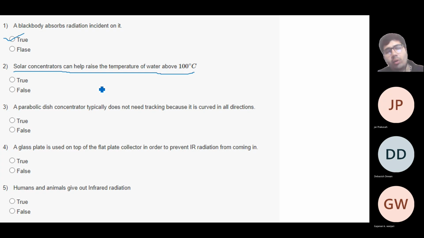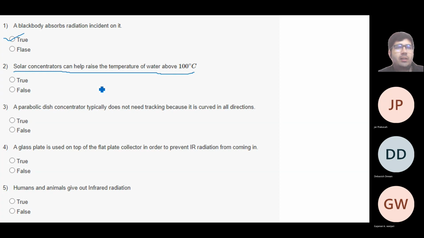So what did we change in the solar concentrator? What change of technology did we apply, and what was happening? We have already discussed that, and the name is the concentrator. Basically, we are concentrating the solar radiation to a particular point. So is it able to increase the temperature above 100 degrees using a solar concentrator? Is it true or false? In our previous slides, we have covered it.